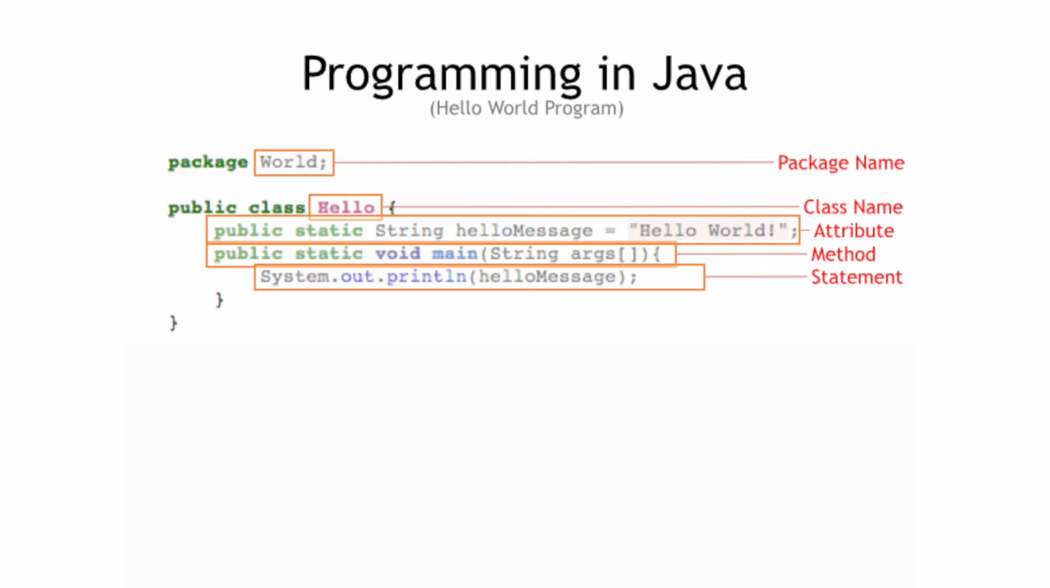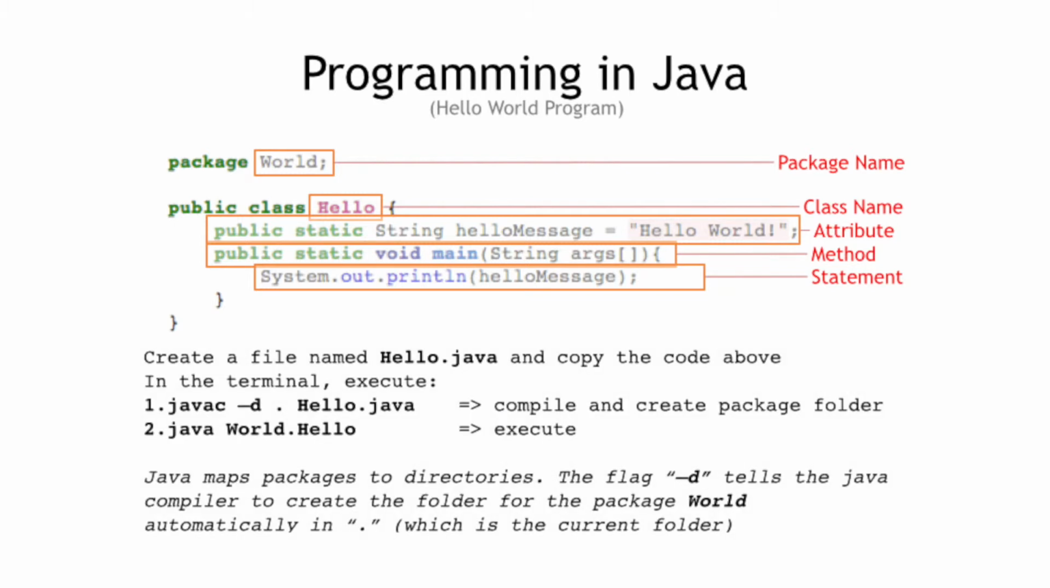which is the message that we want to print on the screen. Finally, in our main method, we have the statement where we use the helloMessage as an object to print this message through the println method, which is part of the PrintStream class, which is the type of the out field of the class System that we are calling in this statement. So this is the typical Hello World program. Again, here you can pause the video and copy this code and then compile and execute.